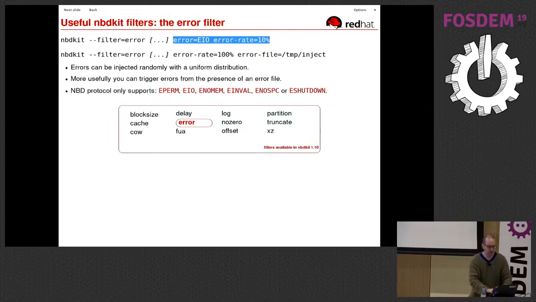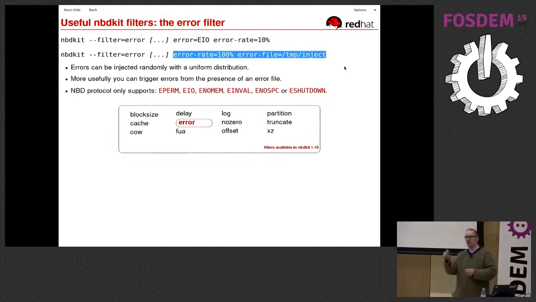However, I think the second way of doing this is more useful for most people. Here we're saying, okay, error rate is 100%, so 100% of requests are going to fail reliably. It's going to fail all the time. However, it's gated on the error file.